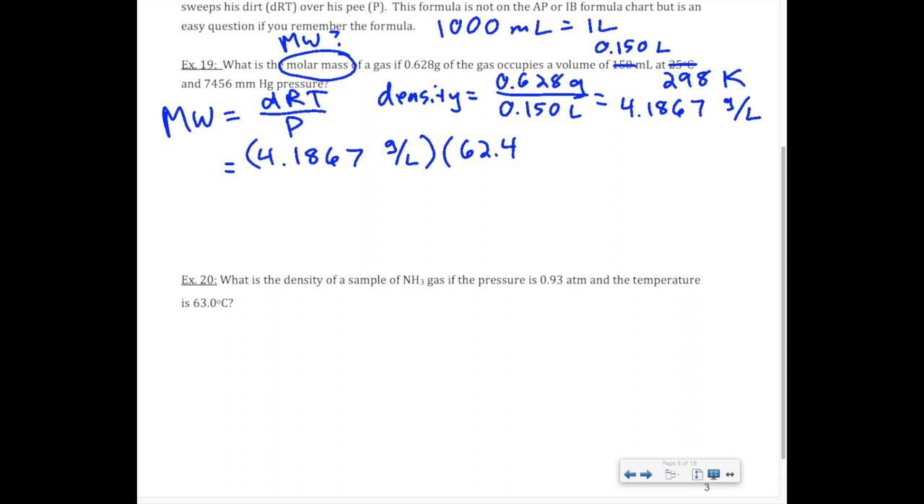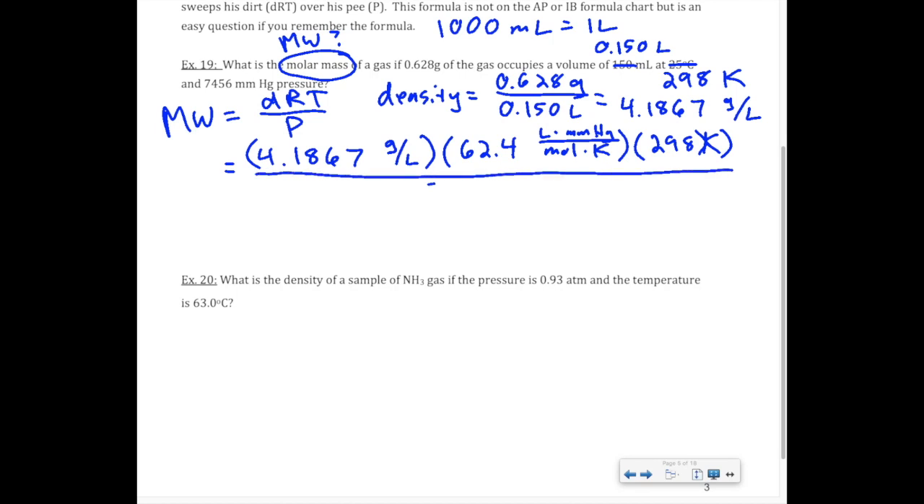All right, and that's going to be liters times millimeters of mercury. I know that's small, divided by moles times Kelvin. And then my temperature is going to be 298 Kelvin, all divided by my pressure, which is 7,456 millimeters of mercury.